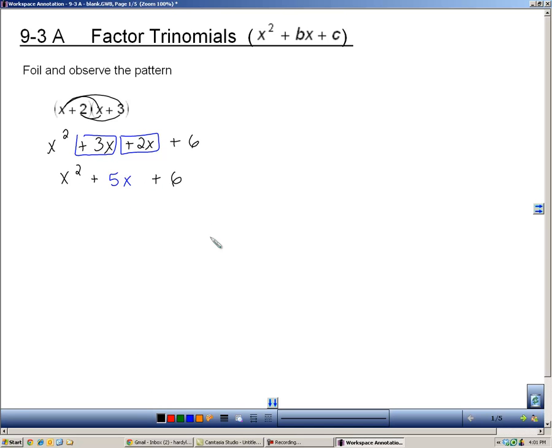Now the pattern that I want you to recognize is the fact that the number 6 here is at the end, and 2 times 3 equals 6. But I also want you to see that 2 plus 3 equals 5. And that's not a coincidence. The number at the end and the number in the middle are connected, because when you multiply 3 times 2 and when you add 3 plus 2, you get those two numbers. That pattern is important when trying to factor trinomials.